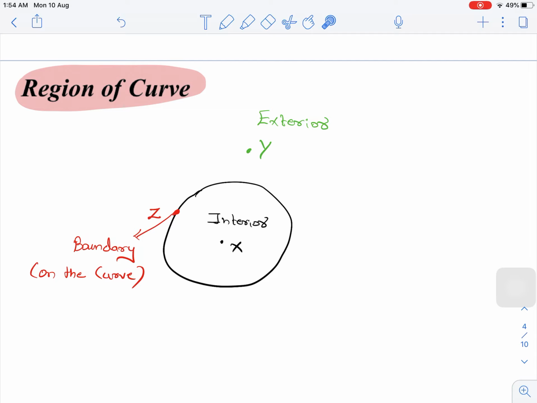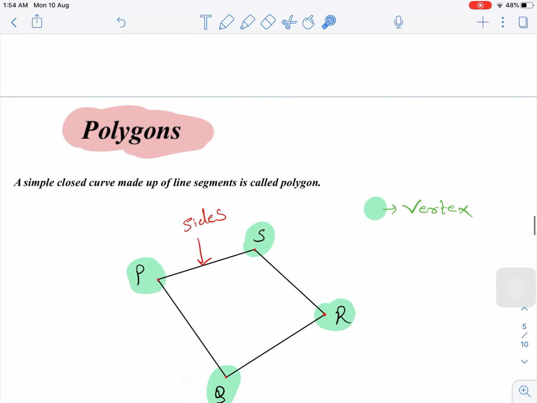For example, here we can say that x is present inside the curve, or in the interior of the curve. Point y is present out of the curve, or we can say that it is present at the exterior of the curve. Now if you look at this point z, it is present on the curve. On the curve means we can say that it is present on the boundary of the curve. So these are the regions of the curves. Now let us move forward.